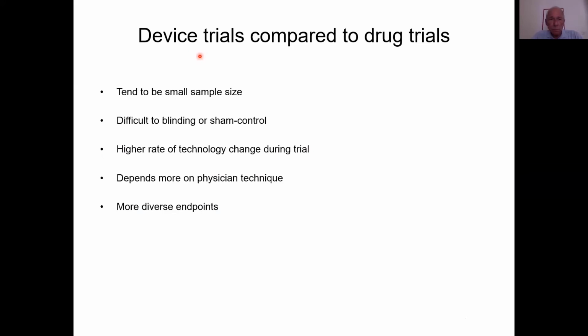Compared to pharmaceutical trials, device trials tend to have a small sample size, are difficult to blind or sham-control, and have a higher rate of technology change during the trial. They depend more on precision technique, and they can have more diverse endpoints. There are differences from pharmaceutical trials.